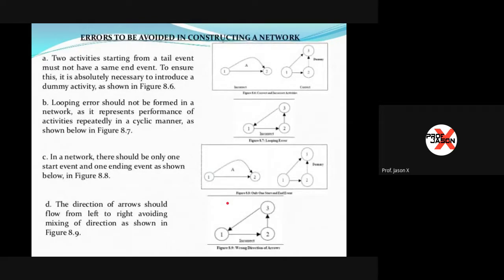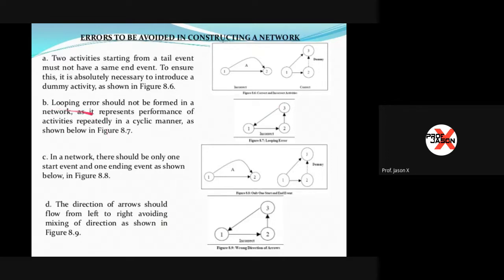Now, let us take note of the errors that we need to avoid in constructing a network. First, two activities starting from a tail event must not have the same end event. These burst activities, just like this one, starting from 1 and then going to 2, cannot end in the same manner. To ensure this, it is absolutely necessary to introduce a dummy activity, just like this one. What we did is create this dummy activity so that both of these do not end in number 2. But there must be another point where this would go to.